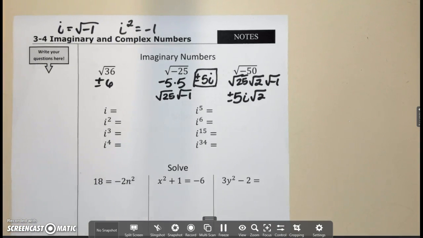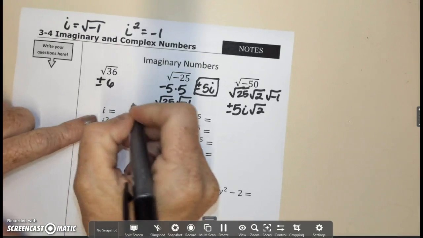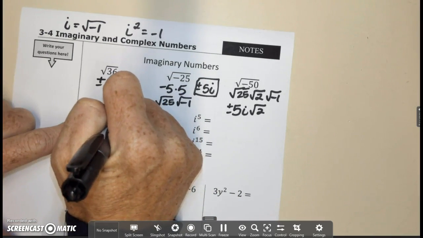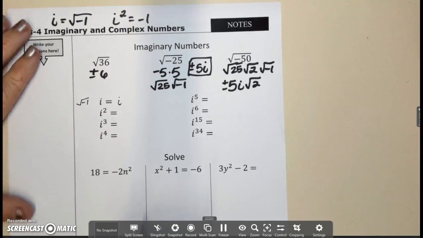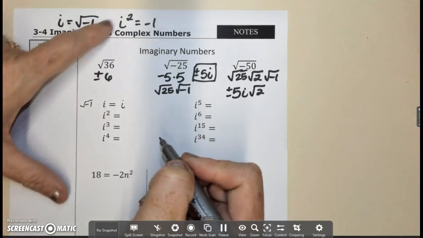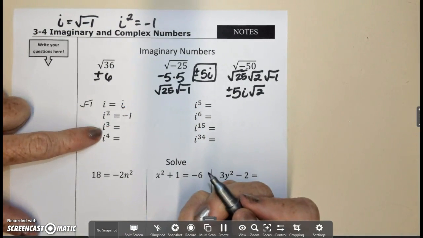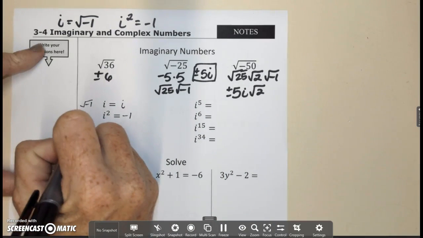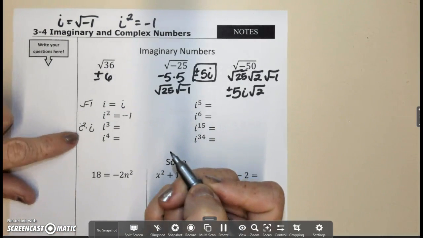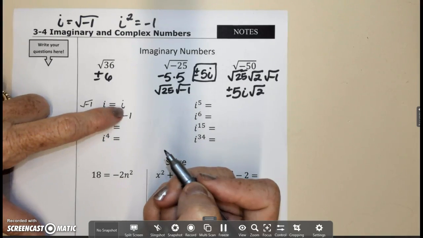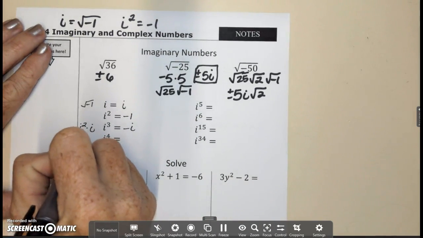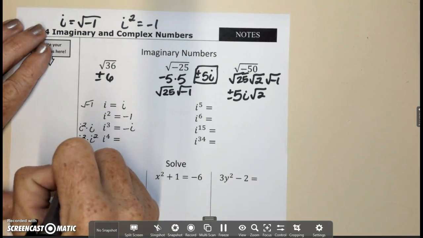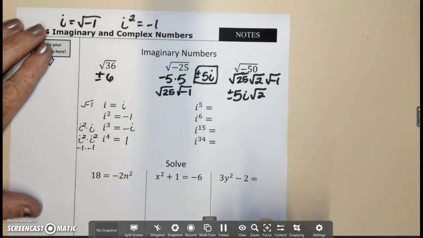Okay, so let's think about what happens when we expand the powers of i. So i just equals i, that's fine, and we know that's the square root of negative 1. If I square 2 of those, then i squared equals negative 1. We know that to be true. If I have i to the third, I really have those first 2 multiplied together, because i squared times i is i to the third. So i times negative 1 would be negative i. And then i to the fourth would be i squared times i squared. Well, that's negative 1 times negative 1, which gives me positive 1.